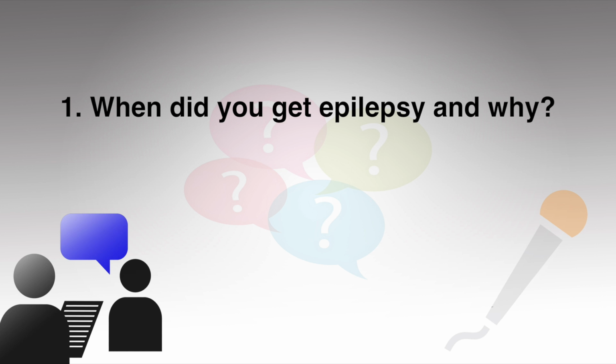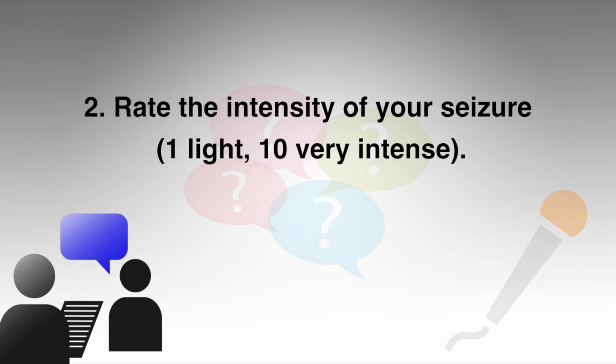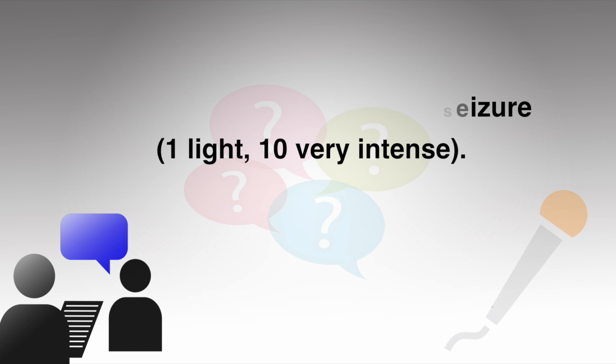I got diagnosed with epilepsy 2 years ago. It's hereditary, my father had it, and also I have pseudotumor, which is extra water in the brain. This is also a factor that may cause epilepsy in some cases. I would have to rate the intensity of my seizures at a 5 or a 6.